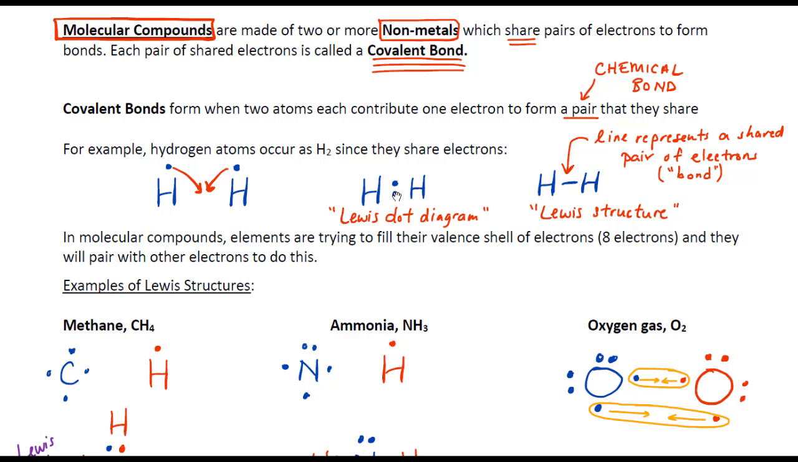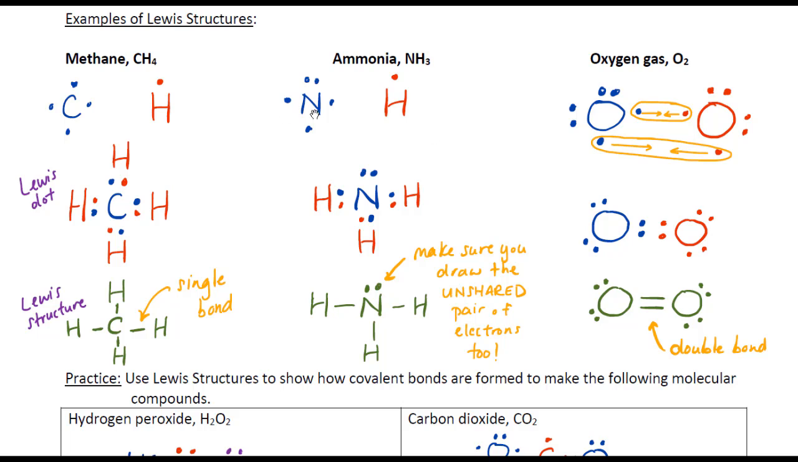But we don't like to draw dots if we don't have to. So what they've done is they've taken the idea of anything that's shared, and you remove the two electrons and you show a line instead. And that line represents the shared pair of electrons, or what we call the bond. Once you do that and you replace the shared pair with the line, you now have what we call a Lewis structure. So here's some examples as we run through.